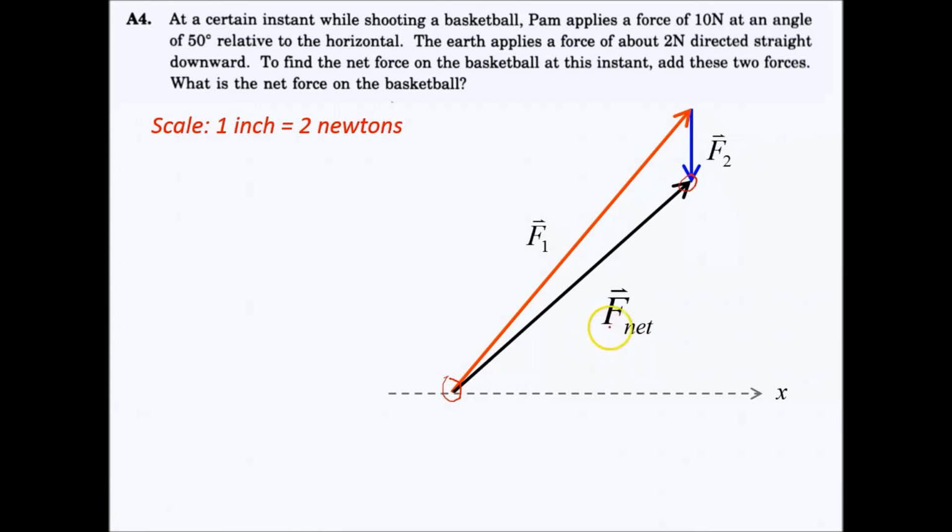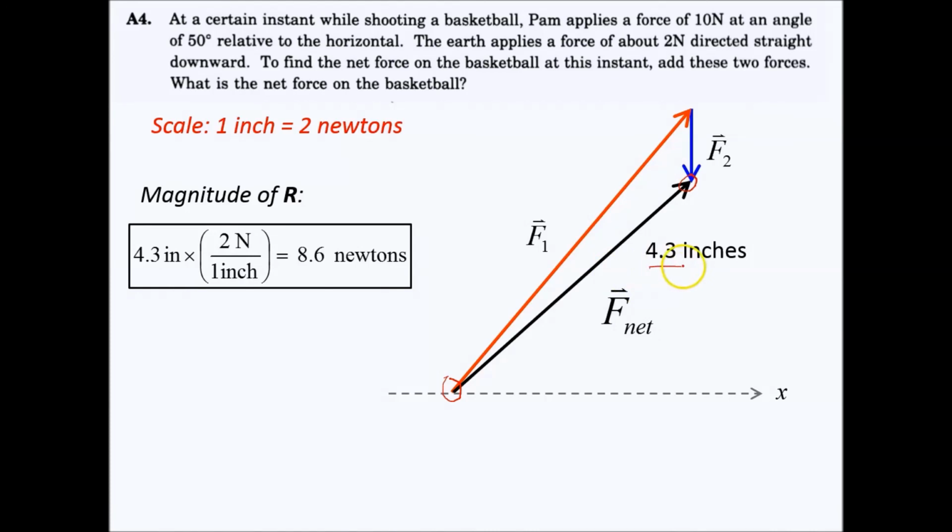Now, okay, so what do I do? Now I have this line on the paper. It's an arrow, it's a directed line segment. Well, you're going to get out your ruler, you're going to measure 4.3 inches long on paper. You're going to go back to your scale and say, okay, 4.3 inches times my scale of 2 newtons per inch, and the overall force on this basketball is 8 newtons. Okay, direction.